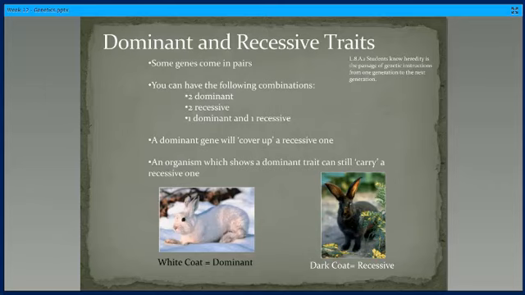So in this example here, this is an example with rabbits instead of human hair color. And again, I don't know if this is accurate, but this is the example I'm using. White coat would be dominant in this rabbit. Dark coat would be recessive here. That's just the example we're going to use for our Punnett square. And a Punnett square is a graphical representation of crossing two animals and two different traits.